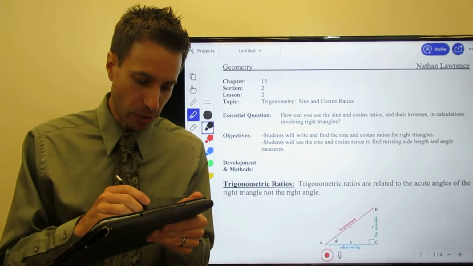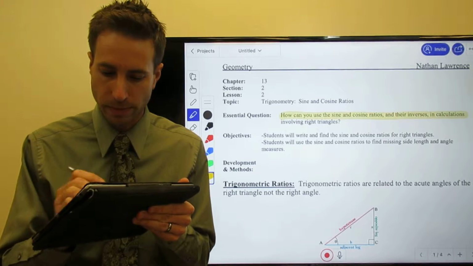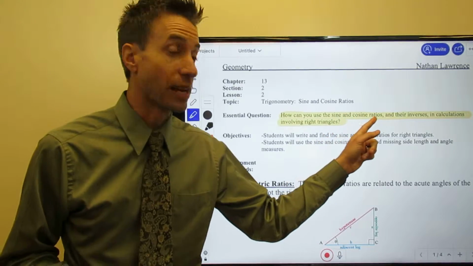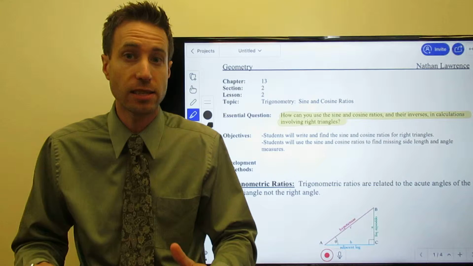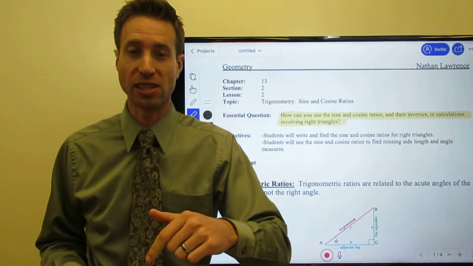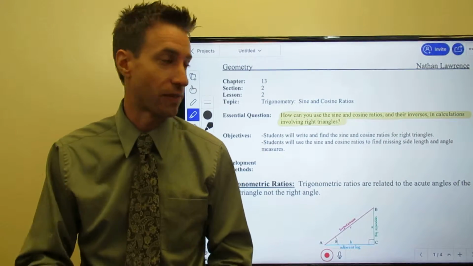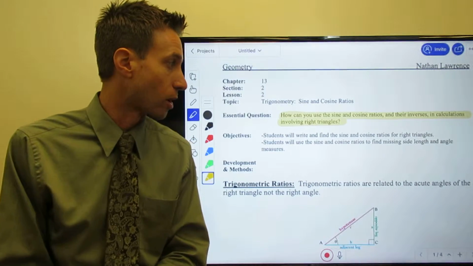So here's what we're going to be doing. Our essential question: we've already looked at tangent, now we're going to look at sine and cosine. And not only will we look at the sine and cosine ratios, solving for maybe the length of one of the sides of the triangle, we'll also look at the inverse of sine and cosine so that we can find the measure of that acute angle. What is the measure of that angle based on the ratio of the sides of the right triangle?